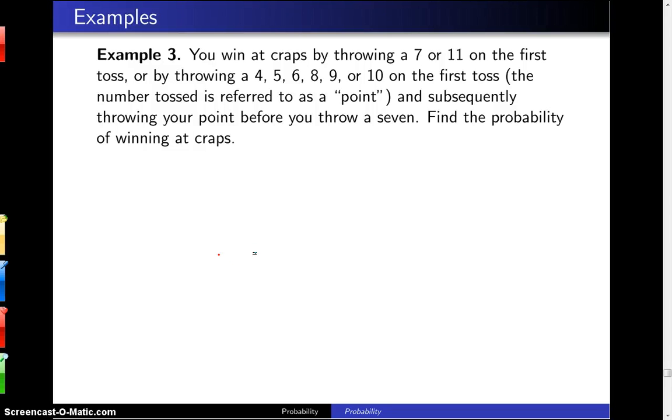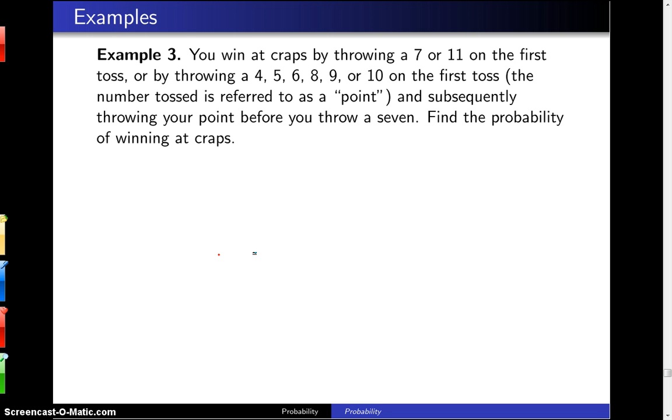You win at craps by throwing a 7 or 11 on the first toss, or by throwing a 4, 5, 6, 8, 9, or 10 on the first toss, and that number is referred to as a point, and subsequently throwing your point before you throw a 7. Find the probability of winning at craps.